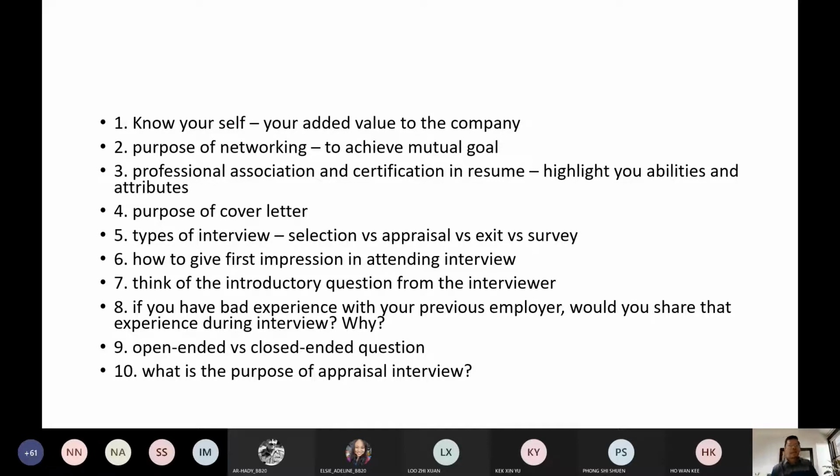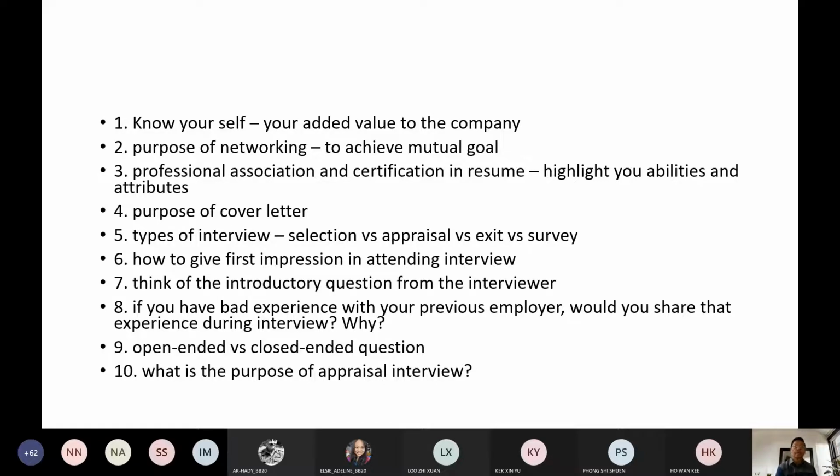Number 2, for example, I'm talking about purpose of networking: to achieve mutual goal. So what could the question be? Maybe the question is, why do people want to have networking? So the answer is to achieve mutual goal. But that is not the question, I just make up another form of question. But in some way, this is how you are going to predict the questions.